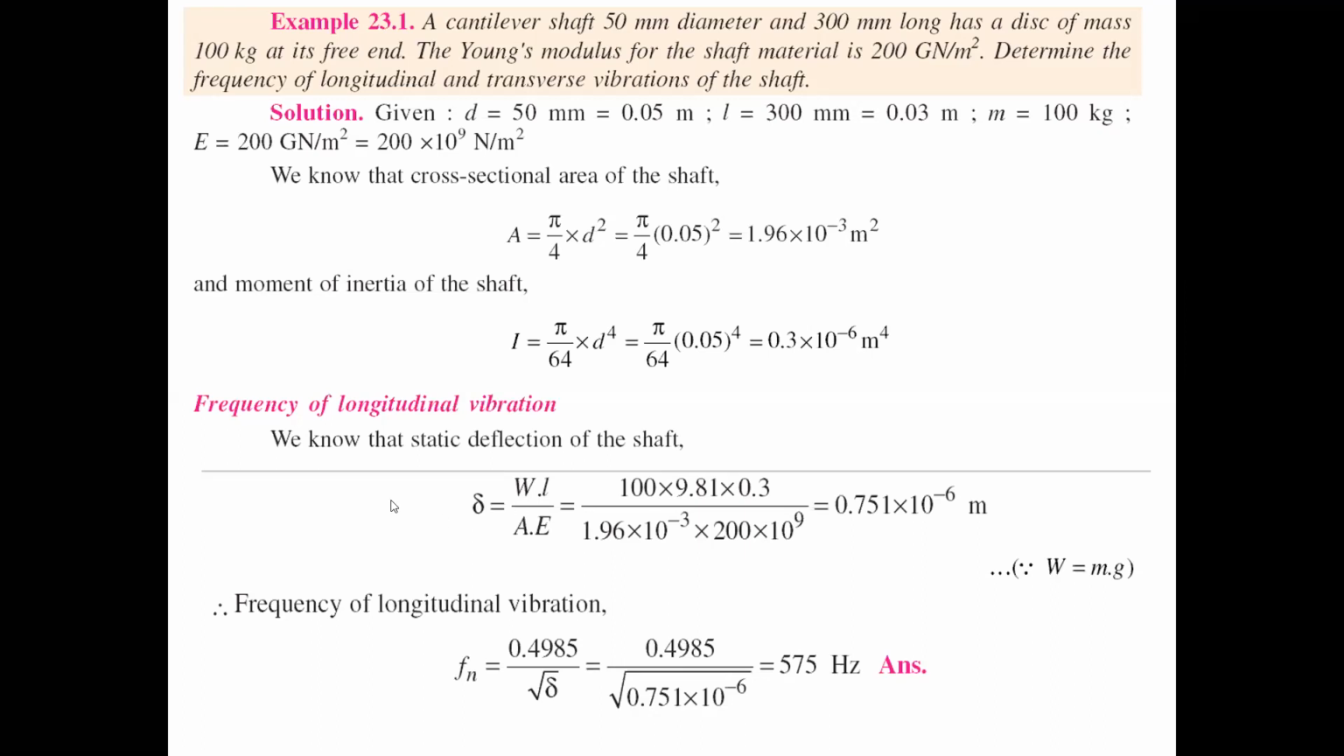So now we write our given values. Shaft diameter small d is 50 mm and L is 300 mm, that is 0.3 meters. Mass of the disc m equals 100 kg, and capital E equals 200 giganewton per meter square, converted into newton per meter square. So that is 200 into 10 power 9 newton per meter square.